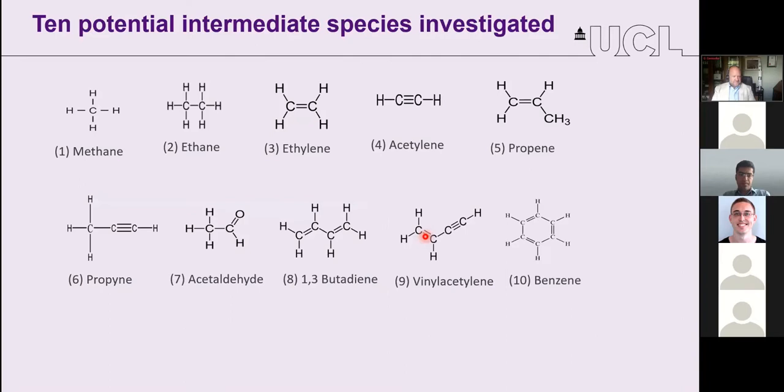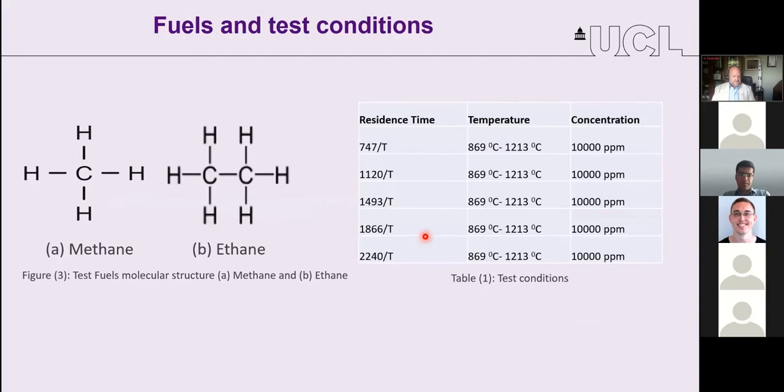Ten intermediate species up to C6, which contribute to the formation of the benzene ring and PAH growth, were studied in this work, focusing in particular on the possible pathway for the formation of the benzene ring. These 10 species are shown here. Methane and ethane were chosen because of their simplicity, which allowed the observation of structural changes, that is increasing carbon chain length, an important fundamental property of all carbon-based fuels. The samples were collected at 5 residence times and a range of temperatures as shown in this table, but due to time constraints, only a few residence times and temperatures will be discussed here.